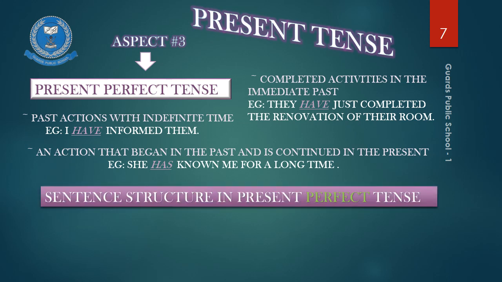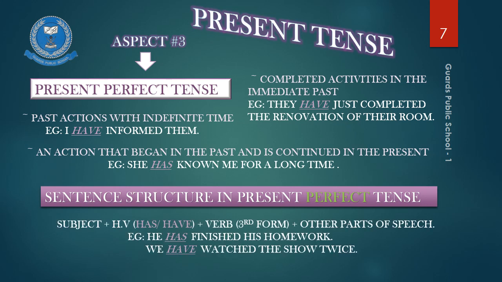The sentence structure in the present perfect tense has a subject in the beginning, a helping verb which may be has or have depending on the subject, the verb in its third form, which is also called the past participle. I hope you remember that we always use the third form of verb or the past participle in the perfect tense. Then we have the other parts of speech. For example, he has finished his homework. We have watched the show twice.